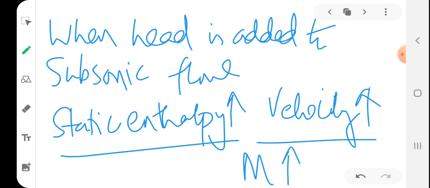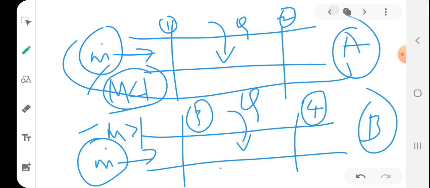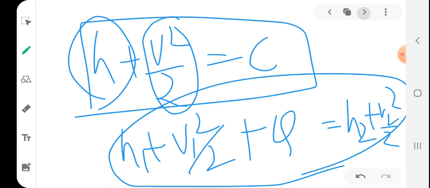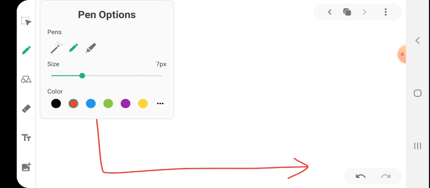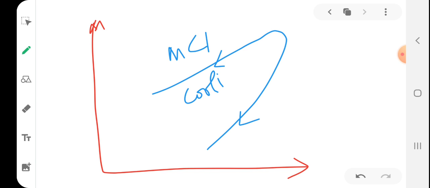Similarly, you can also represent the cooling process. In the heating process, you have already understood the direction is towards the right. So what will be the direction of the cooling process? A simple cooling process will be on the same line, with the same mass flow rate, but the direction will be like this. So for M less than 1, cooling will be towards the left. For M greater than 1, again cooling will be towards the left only.